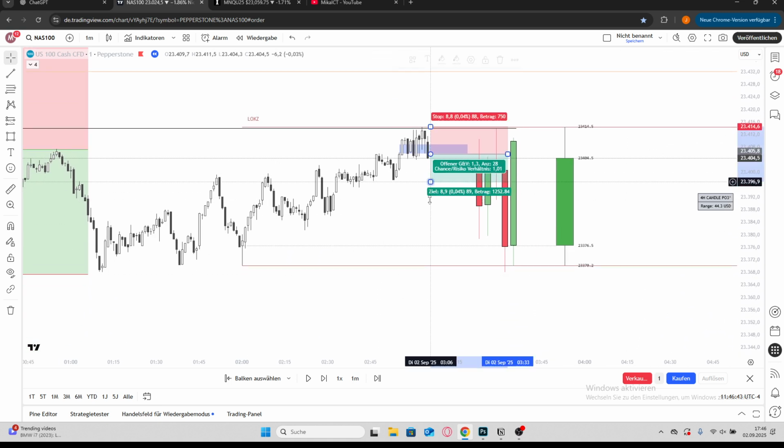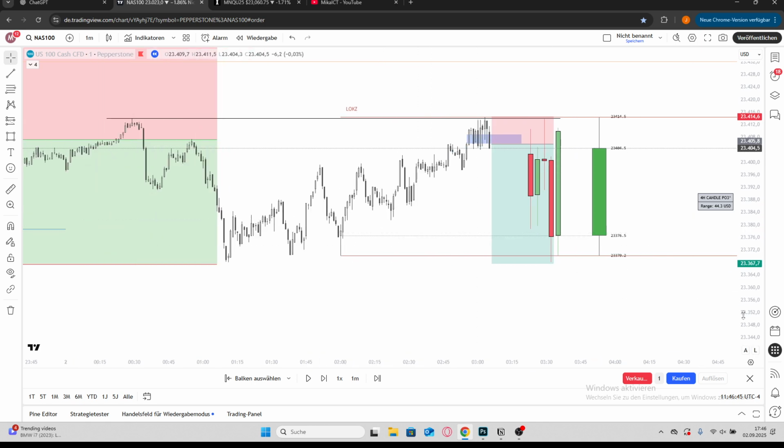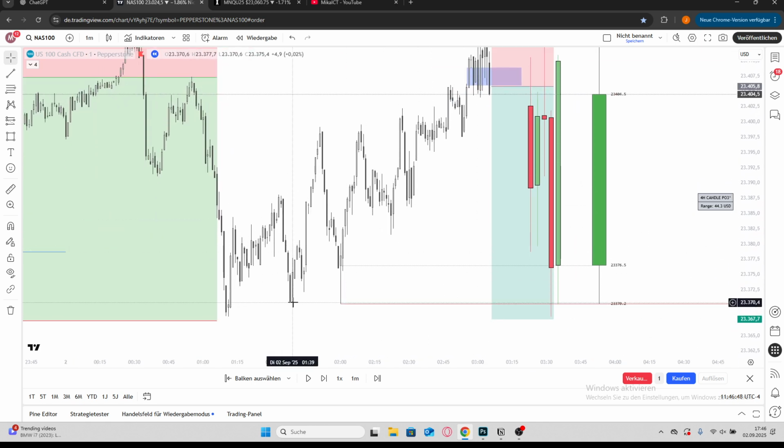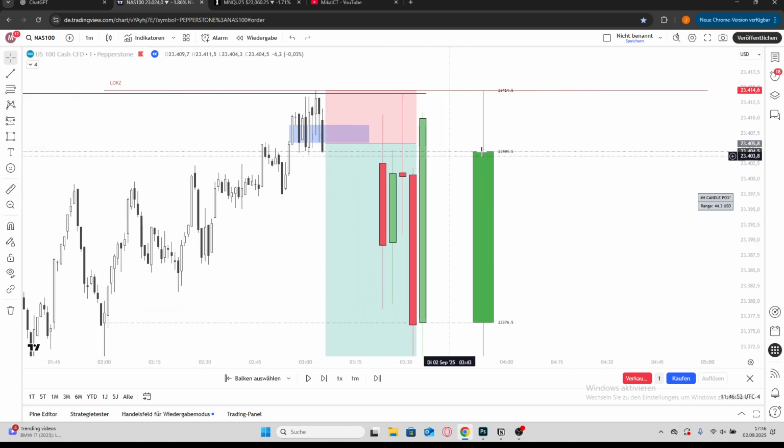And yeah, my target was down here. And this was also really nice because we had stacked liquidity. So we had 2 old lows here resting. And that's it. And you can see what I mean.